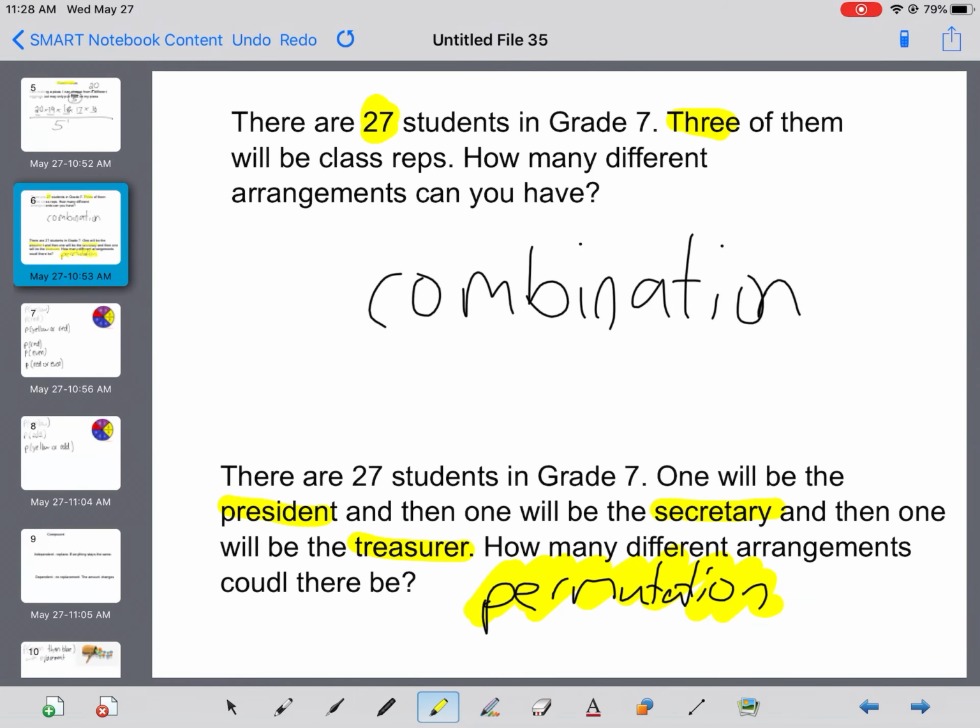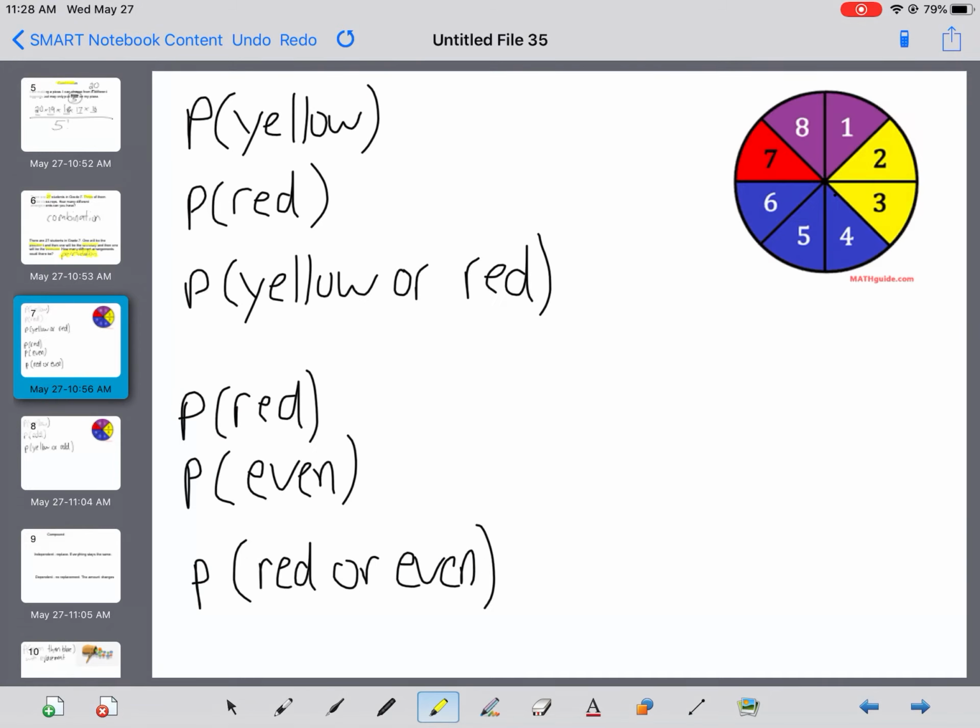Okay, now let's go on to our spinners. We're going to talk a little bit about things being mutually exclusive and when to add things. So let's take a look at this spinner and figure out the probability that I would land on yellow. I noticed that there are 8 different slots. 2 out of 8 are yellow, which I can simplify. The probability that I land on yellow is 1 out of 4. The probability that I land on red is 1 out of 8.